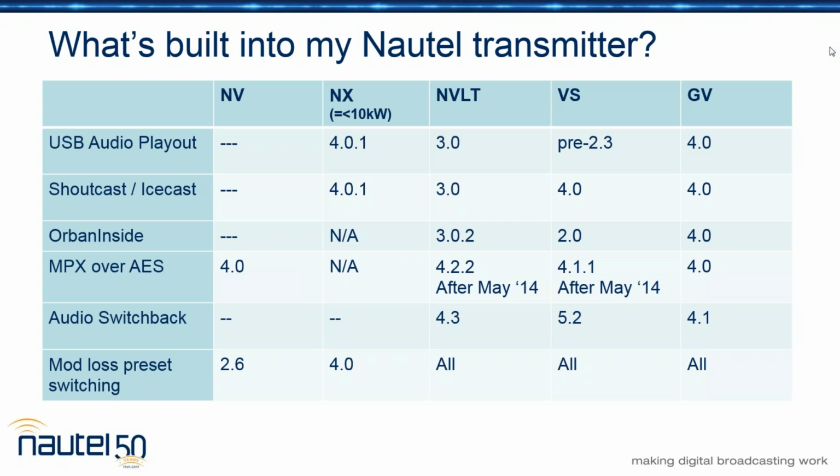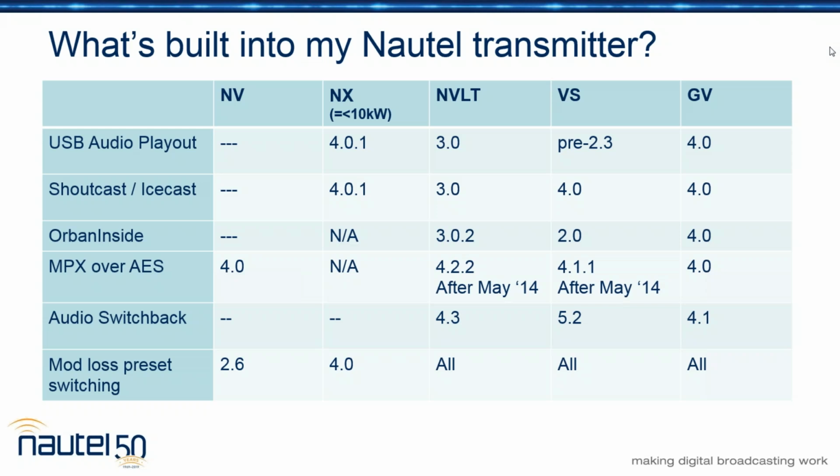Yes, and the versions that we're looking at here are really all old. Fairly old. Yes, the 5.2 VS that we see later is the newest software, but other than that, these are all pretty old softwares. The ORBAN inside is a great feature. It allows you to add the ORBAN processor in the transmitter, which saves you the expense of an external processor. And it is available in the NV Lite, VS, and GV series that meet those software requirements.